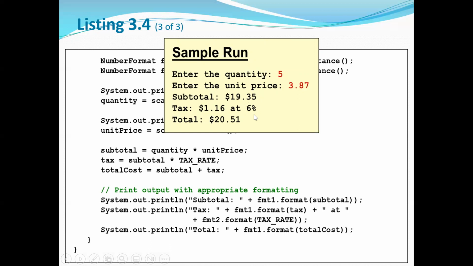Then we can see also the tax rate is supposed to be 0.06, but because we used FMT2, it was formatted for us to be 6%. The same thing applies to the total. The currency is supposed to be a decimal value, but because we are using FMT1, it gave us the dollar sign also, so formatted as a currency.